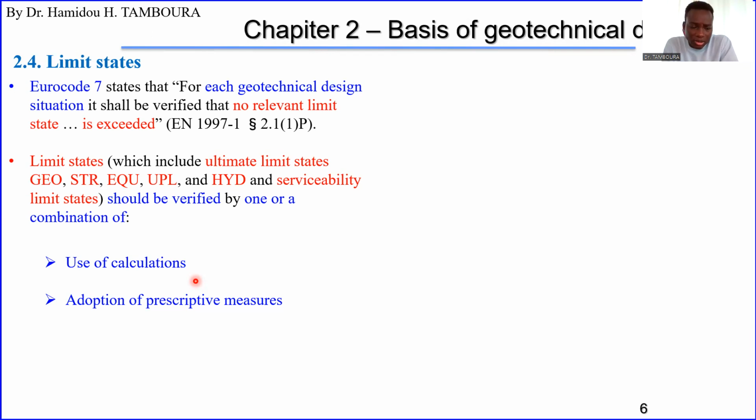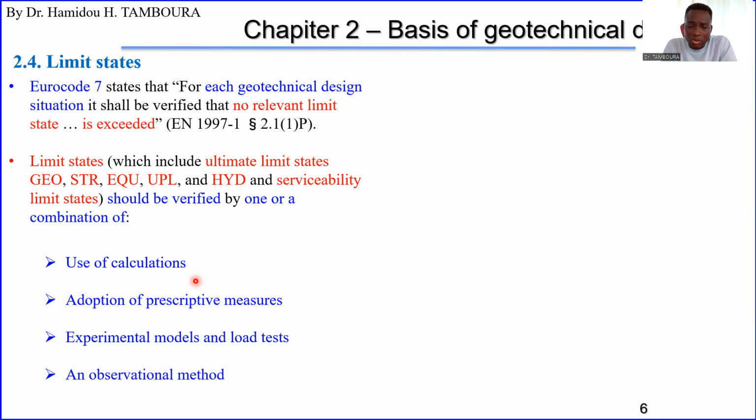Don't worry, we will explain each of them soon enough. And also you can use an experimental model and loading tests. You use field loading tests. In geotechnical engineering, people do that a lot. So you can use your experimental model in the lab or field loading tests to verify that these limit states are not exceeded. And the last one is just by observation. You observe. That's another method to verify the limit state. We will talk about this also very soon.